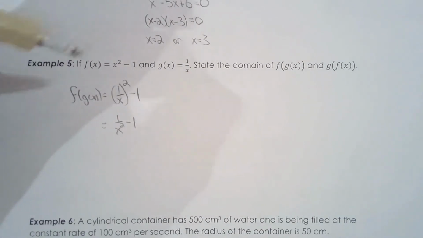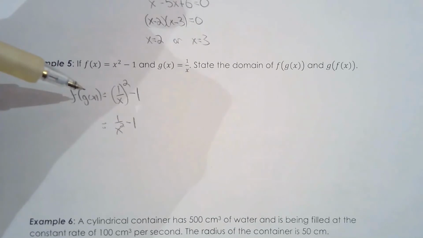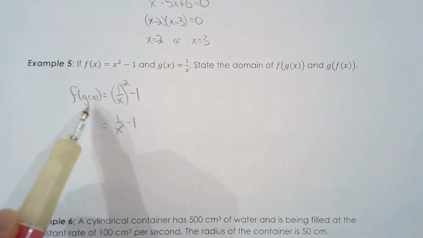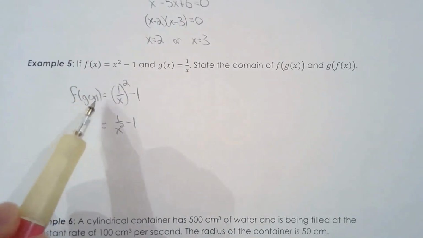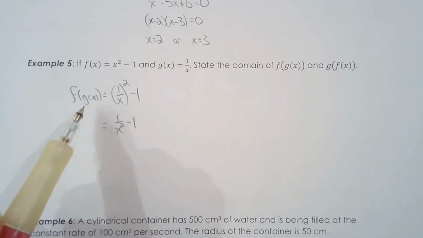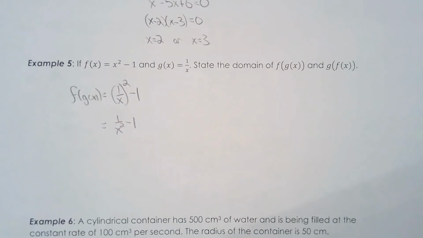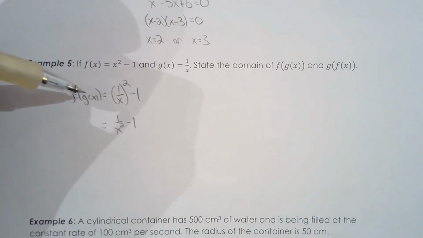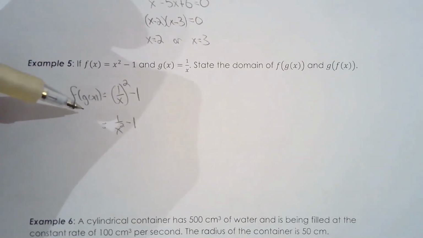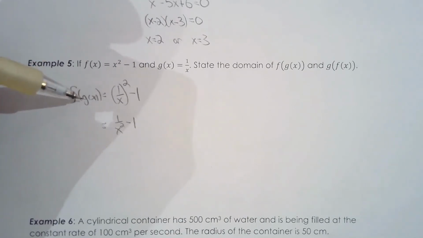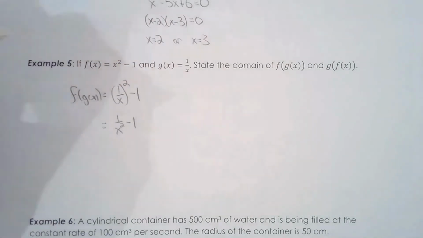So how do you find the domain of f of g of x? So first of all, you have to look at what the domain of g of x is. Because if g of x is undefined, then those values of x cannot be part of the domain of f of g of x. So first ask yourself, what does x need to be in order for g of x to be defined? And in this case, as long as x is not 0, g of x is defined.